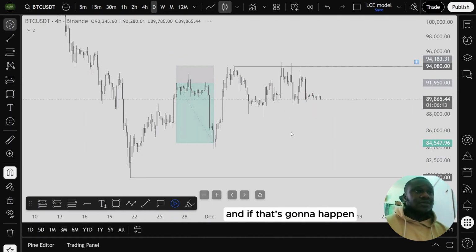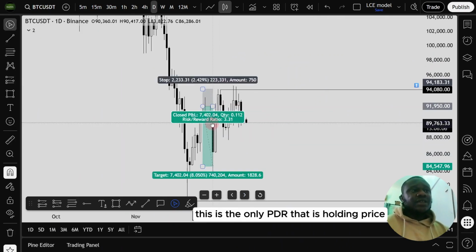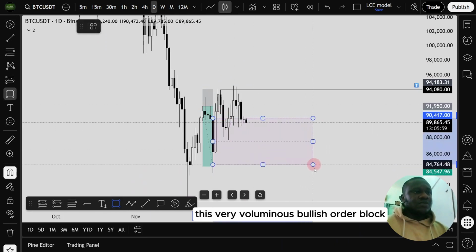And if that's going to happen, what do we see? Currently on the daily time frame, this is the only PD array that is holding price. This very voluminous bullish order block.